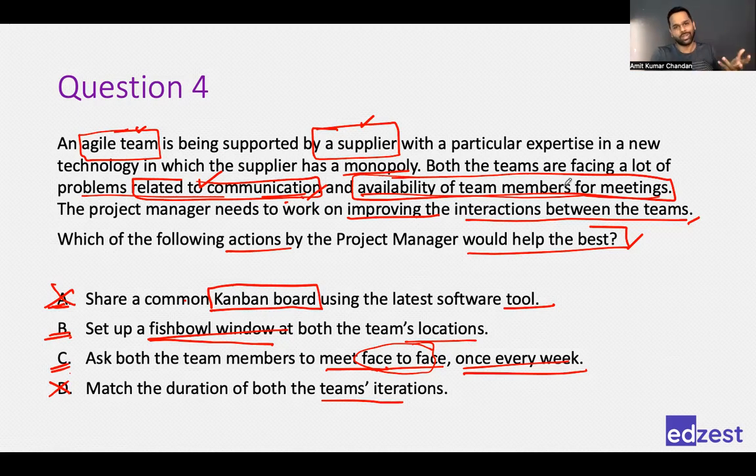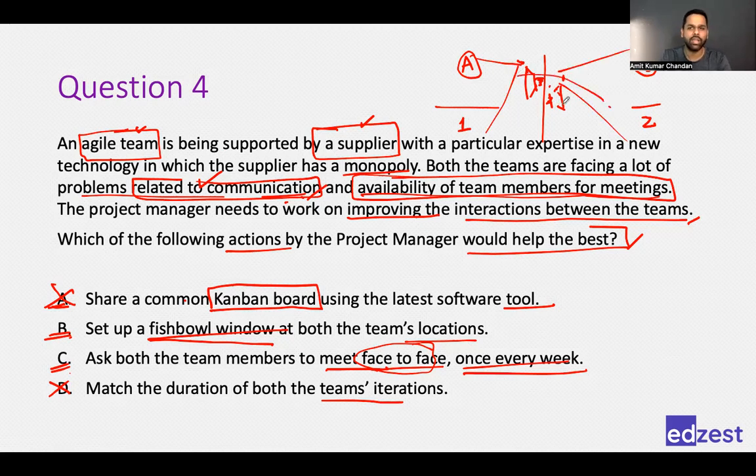But for that, we should understand what a fishbowl window is. A fishbowl window is a setup where you have two teams: a particular team A in location 1, and a particular team B in location 2. They are supported by a monitor on both ends, along with a camera. This camera will always be on, capture the entire team, and display it on the other monitor. So whenever the agile team wants to discuss with the supplier or the supplier wants to discuss with the agile team, they can do it quickly. You are giving an option to discuss in real time. They are both team members, both working towards the same project. It could be helpful.